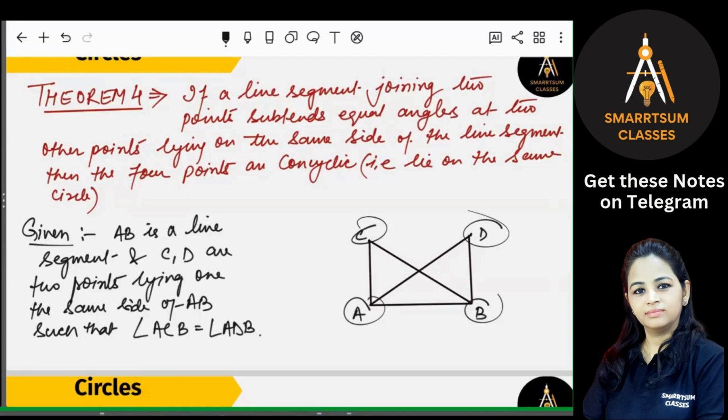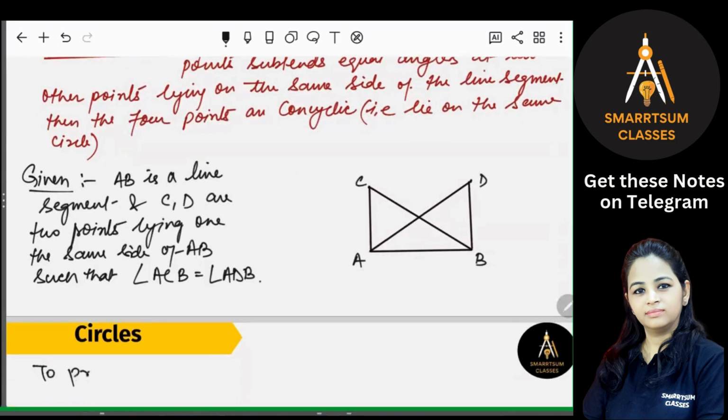तो ये अब हमें यहाँ पे प्रूव करना है कि ये जो points हैं ये concyclic हैं. Is that clear? So what we have to prove? We have to prove that A, B, C, D, these 4 points lie on the same circle. Is that clear? Lie on the same circle.